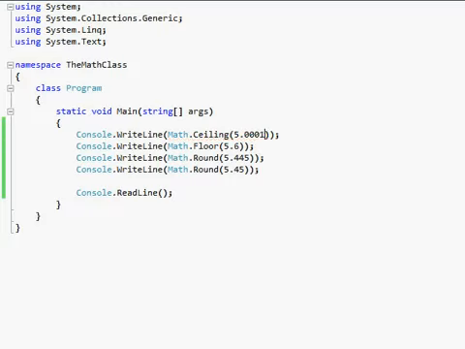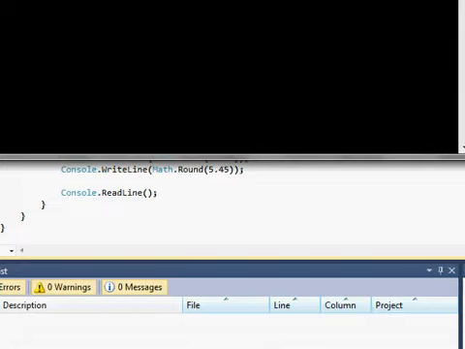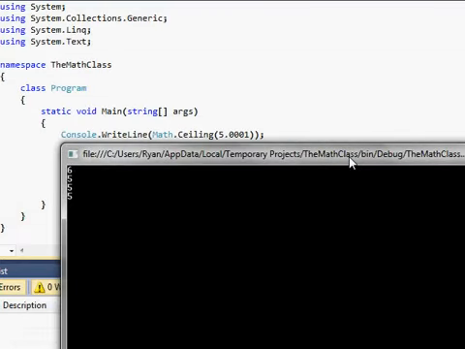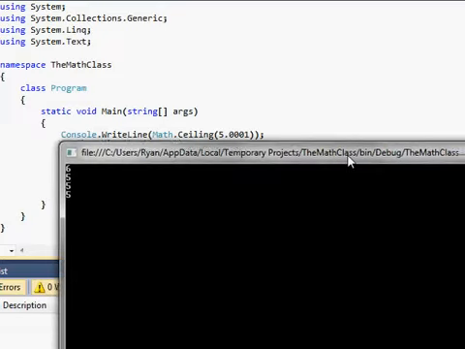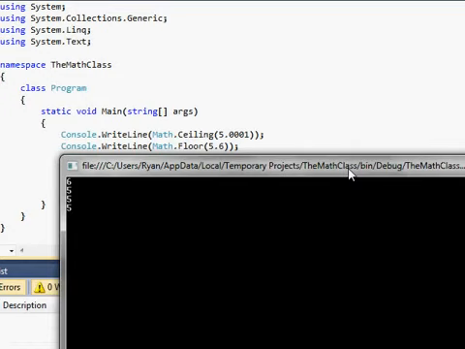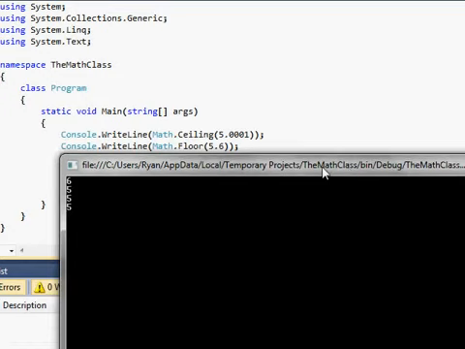5.0001. And let's run this, and what Math.Ceiling does is it rounds it up, no matter, as long as it's greater than 5, it'll round it up to 6. So that's why that comes out as 6. This one comes out as 5 because even though it's greater than 5, your normal rounding rules don't work. It basically floors it. It just drops it down. It drops the decimal, basically.